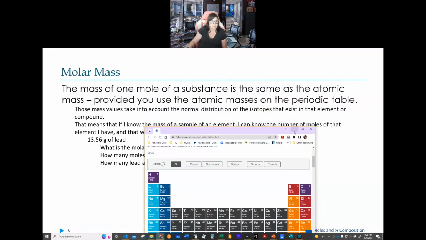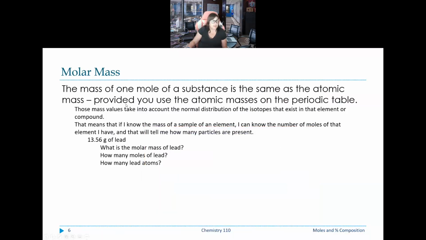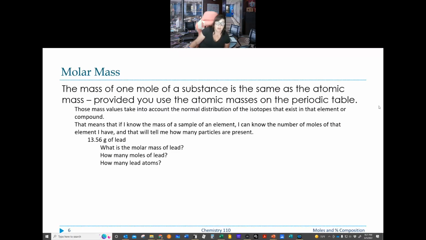That takes into account the normal distribution of the isotopes, all that stuff that we talked about before. That means that if I know the mass of a sample of any element, I can know the number of moles of that element that I have. And that will tell me how many particles are present. So I have 13.56 grams of lead. I want to know what's the molar mass of lead, how many moles of lead do I have, and how many lead atoms.